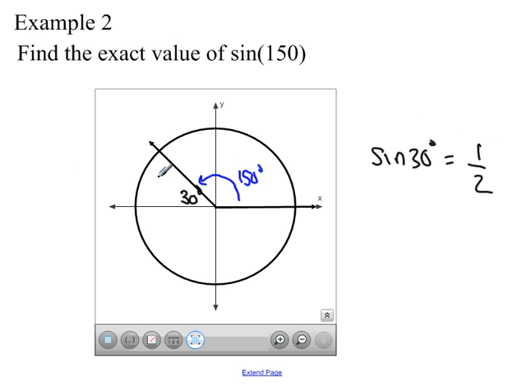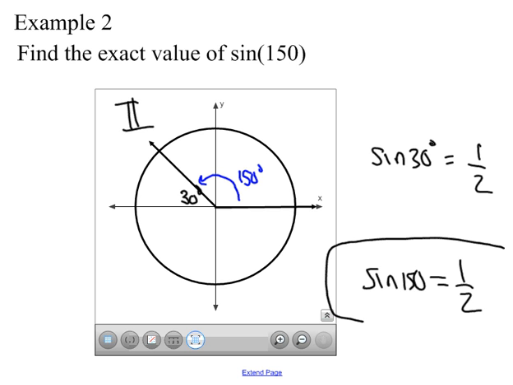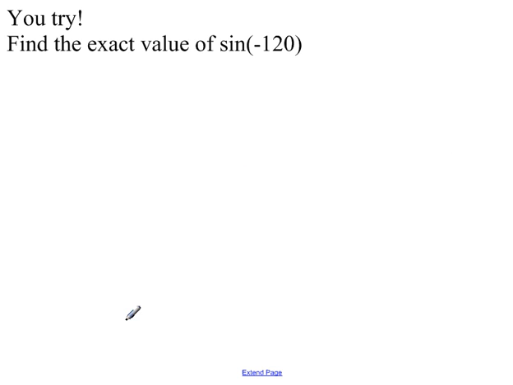But the reference angle is in the second quadrant, so I have to worry about the sign of sine, if you know what I mean. I have to worry about whether sine is positive or negative in the second quadrant. As it turns out, sine is indeed positive in the second quadrant. So the sine of 150 is 1/2. Positive. That's my answer. 1/2.